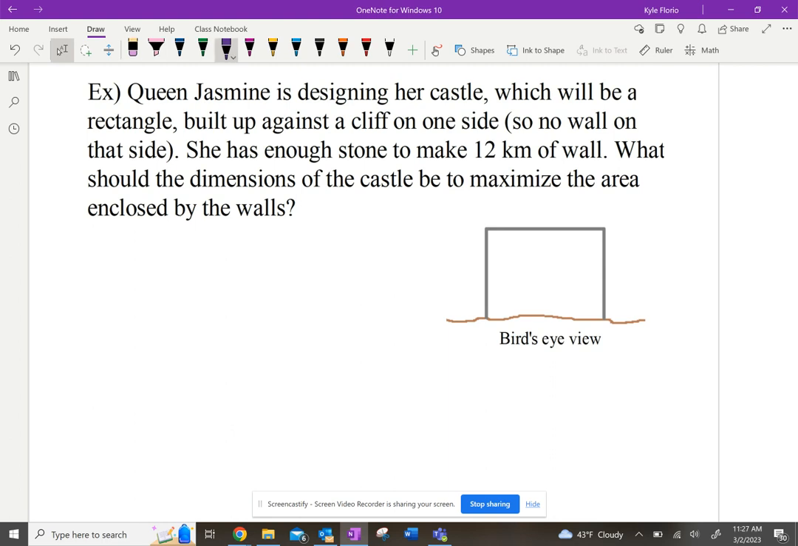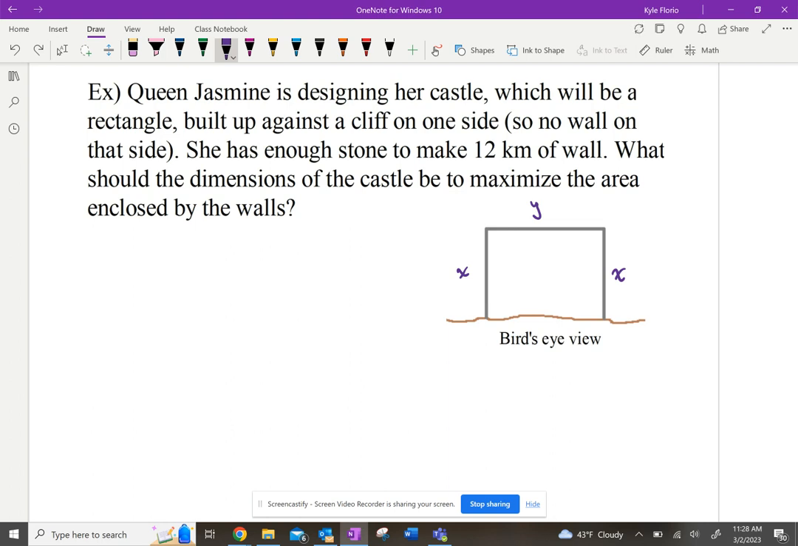So we have kind of a bird's eye view. Looking down, we have 3 walls and a cliff that we don't need to use to make a wall, because the cliff is going to be that wall. So I'm just going to call these dimensions x and y. So this is also going to be x because it's a rectangular castle.